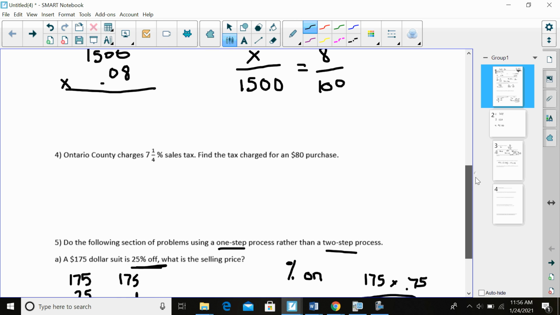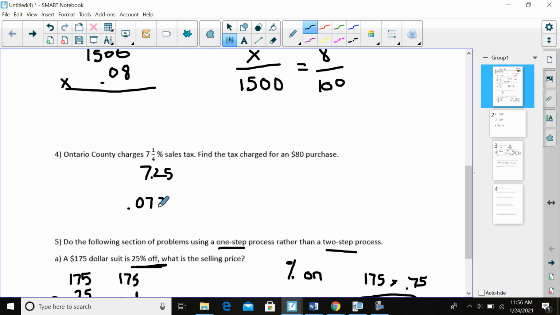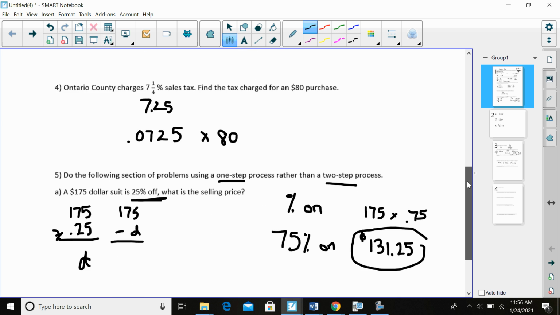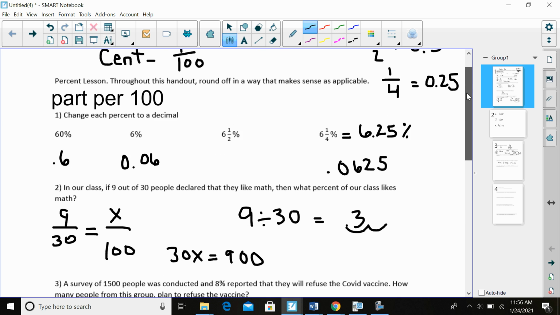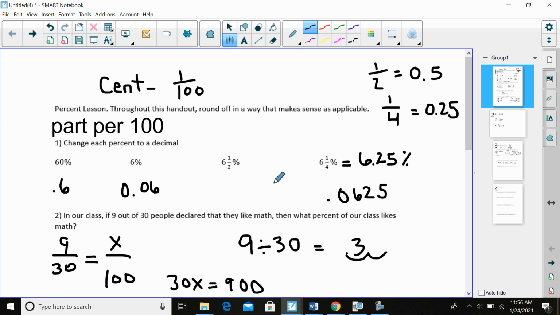And then over here, this is 7.25. Changing that to a decimal, go over 2 places, so 0.0725. Multiply that by the $80, and that'll give you your answer. If you missed any of these, I hope I was just able to clear that up here. Thanks for hanging in here for the last few minutes.